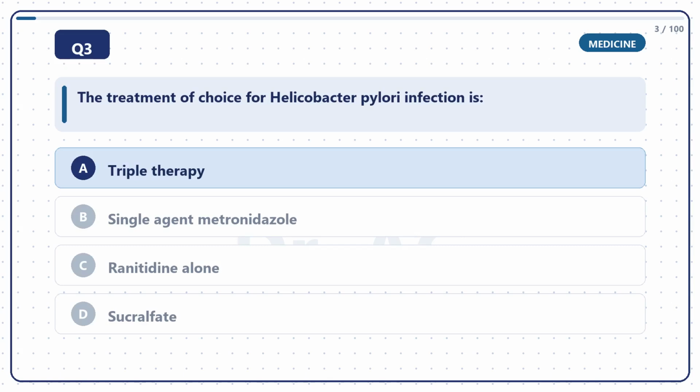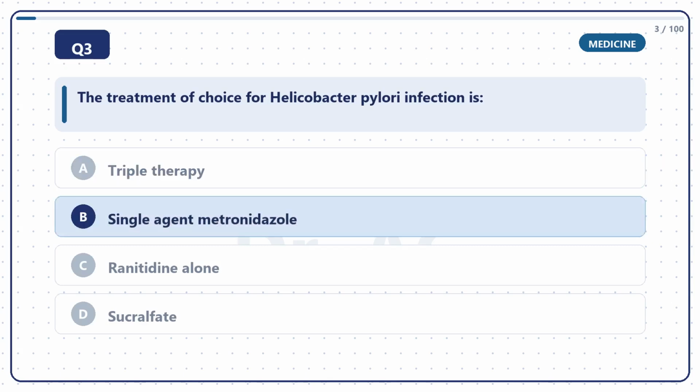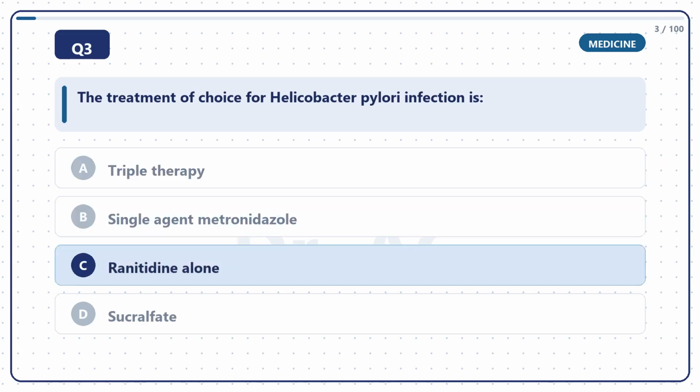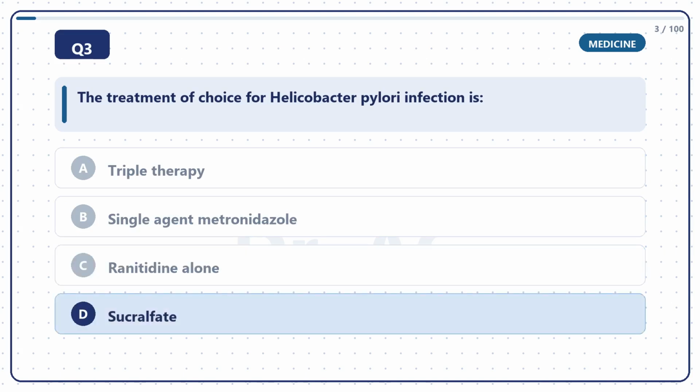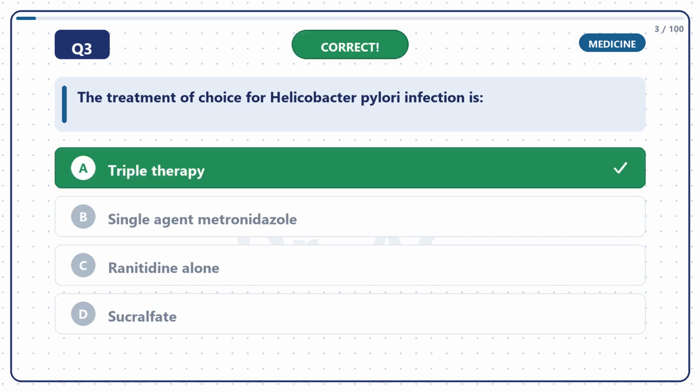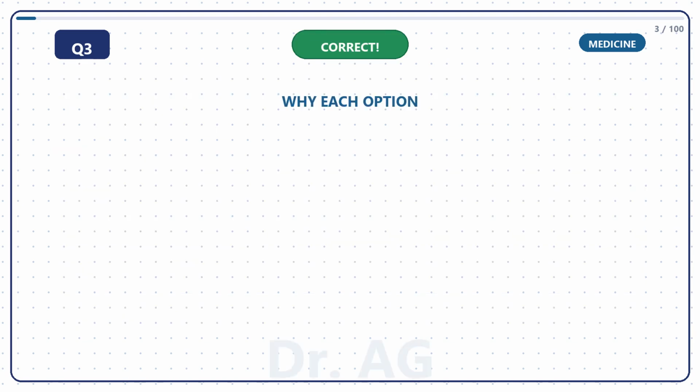Question 3. The treatment of choice for Helicobacter pylori infection is Option A. Triple therapy. Option B. Single agent metronidazole. Option C. Ranitidine alone. Option D. Sucralfate. The correct answer is option A. Triple therapy. Let's go through the options.